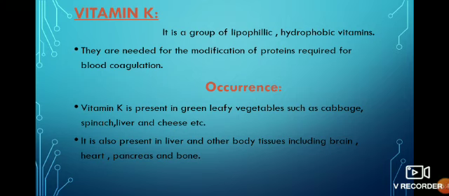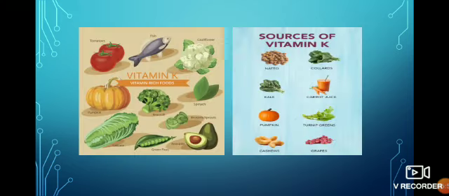Vitamin K occurs in green leafy vegetables such as cabbage and spinach, and also in liver and cheese. It is also present in body tissues including brain, heart, pancreas and bones. Here is the picture of its food sources. Now it is also in tomatoes, cauliflowers, pumpkins and carrot juice.